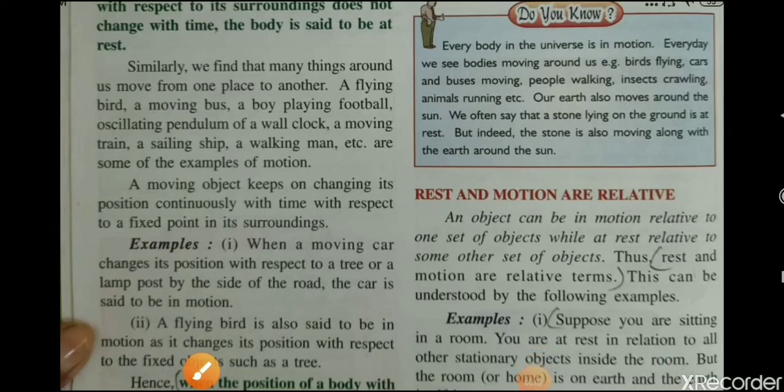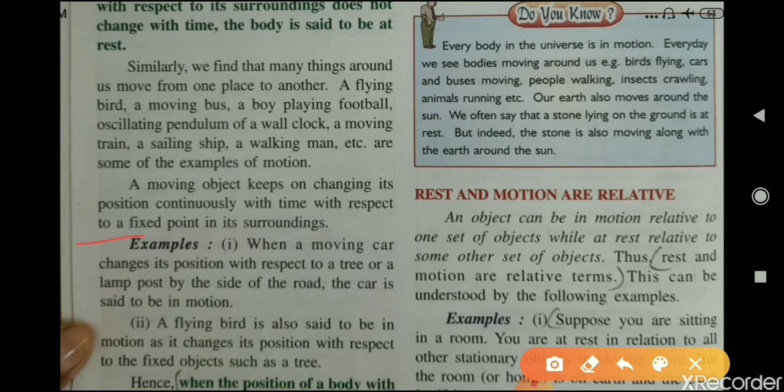A moving object keeps on changing its position continuously with time with respect to a fixed point in its surroundings. Means a body is said to be in motion if its position is changing continuously with respect to time with respect to a fixed point in its surrounding. Now suppose you are standing on your terrace and a bird is flying. The position of the bird is continuously changing with respect to you. As you are standing, you are at rest, you are at a fixed point. So the position of the bird with respect to you is changing with time, it means that this bird is in moving position.